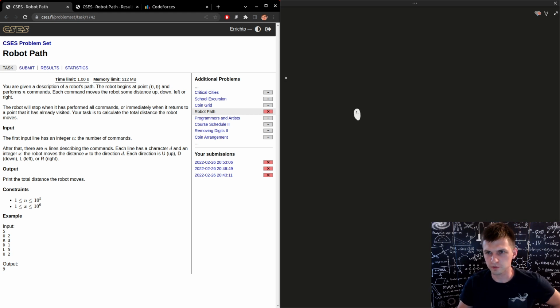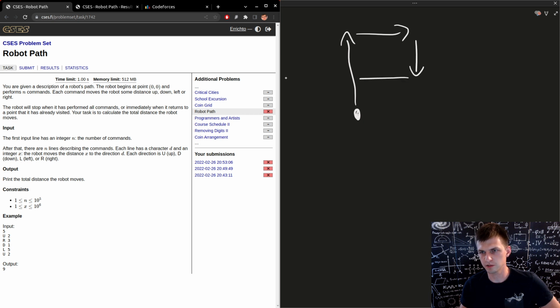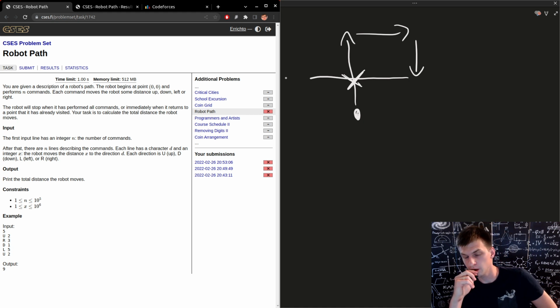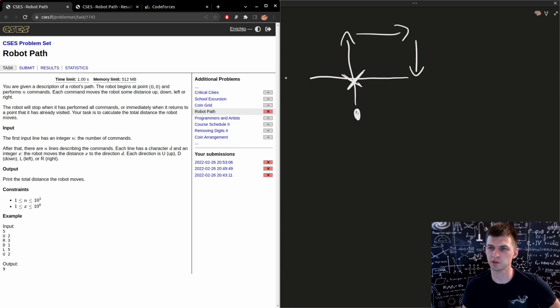Okay, we go from somewhere, we go up, we make moves. Now we need to figure out this intersection. I have some ideas for what to do if n was smaller, like 1000.